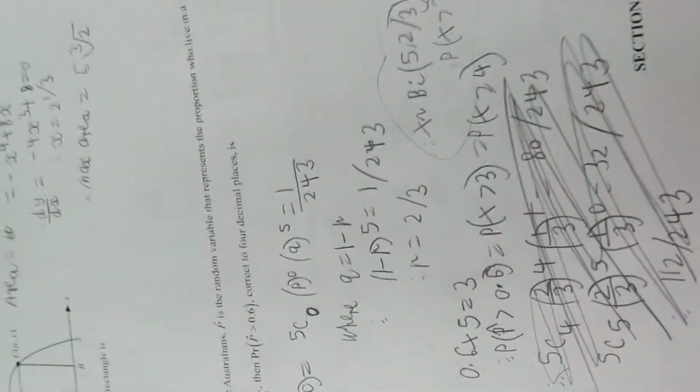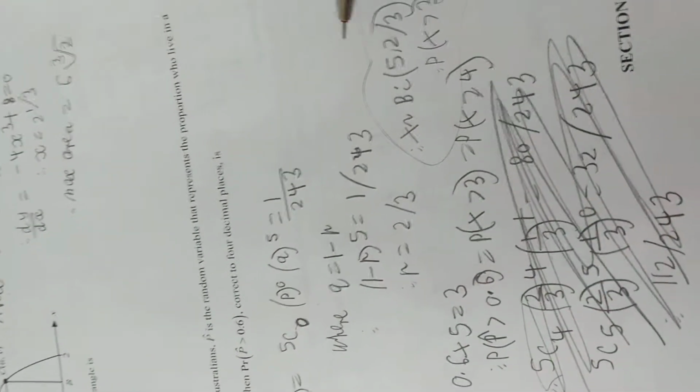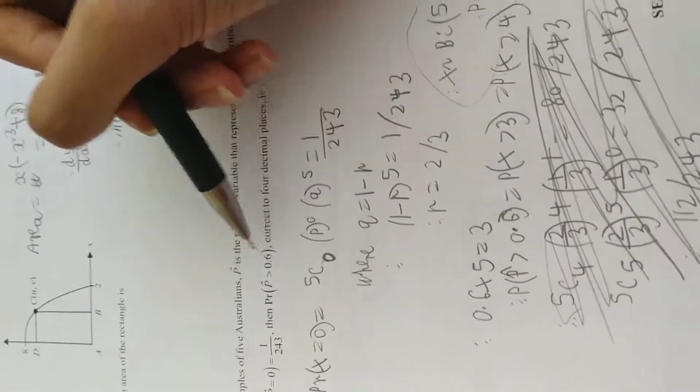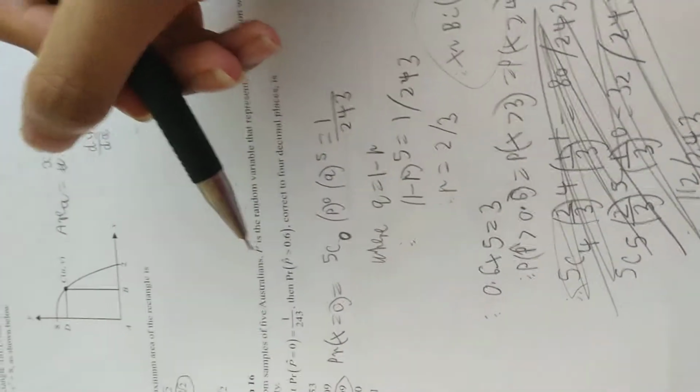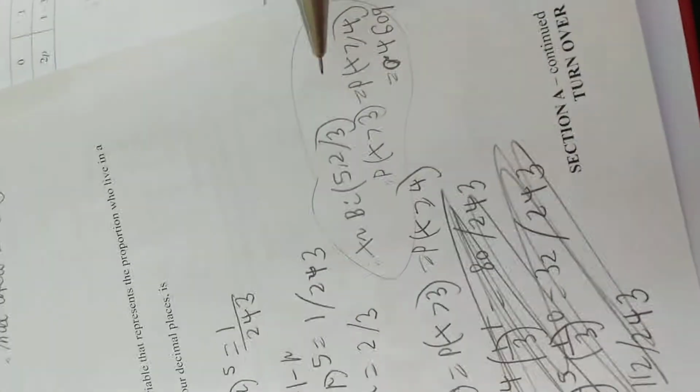5c0 is 1, p to the power 0 is 1. So really, we're solving 1 minus p to the power 5 is 1 over 243. We do it on the CAS, p is 2 on 3, so then we get a binomial distribution, sample of 5, success of 2 on 3. And the probability p-hat is more than 0.6 is, well, 0.6 times 5, the sample size, is 3. So the probability x is greater than 3, which is x is greater than or equal to 4, which is 0.4609. Do it on CAS again. Option C.